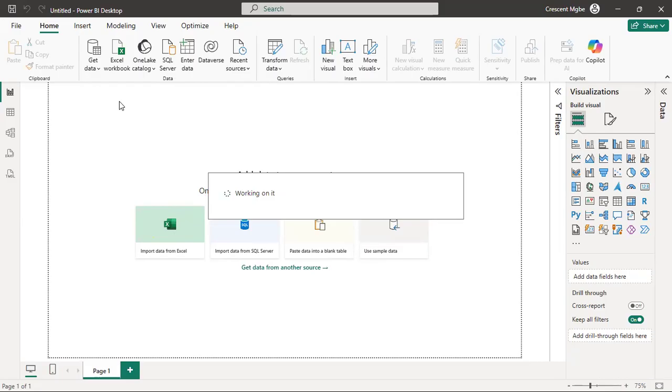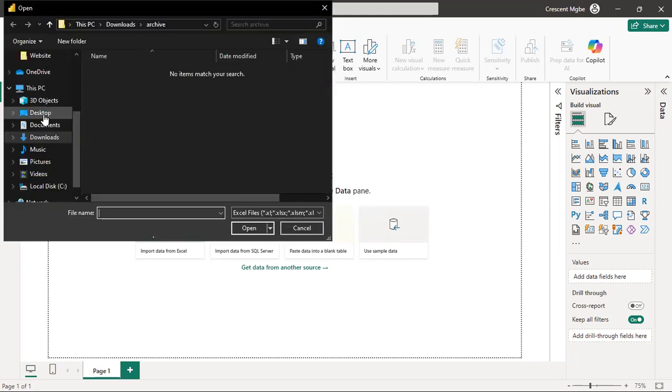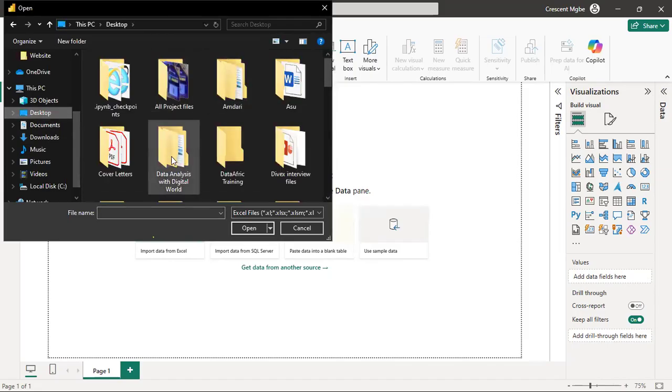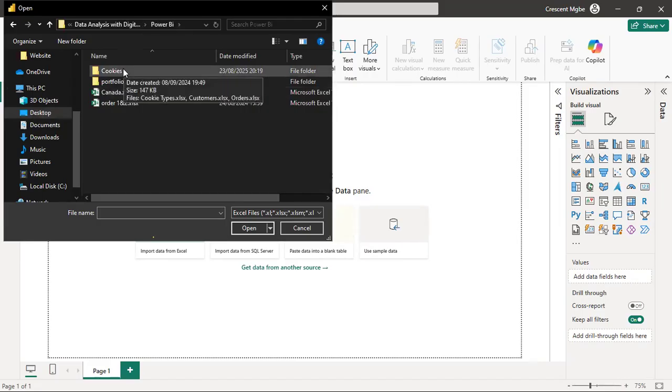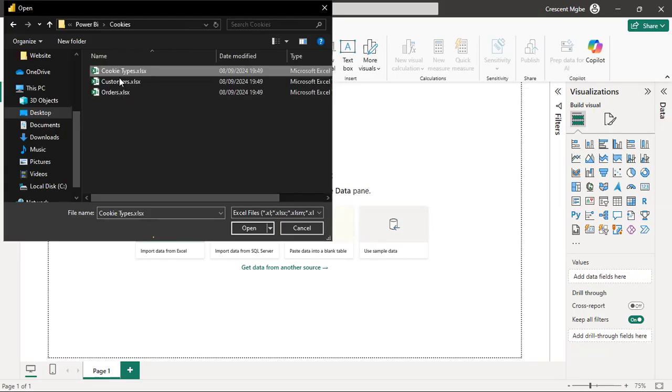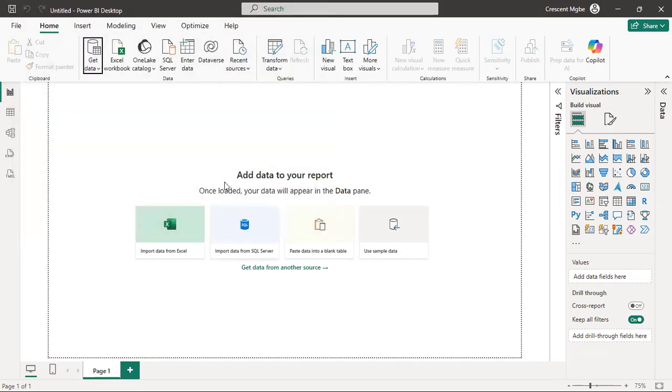So it's working on it. Just give it a little time. All right, so it brings up my system. I'll go to my desktop. I'll go to Power BI. I'll go to cookies. You can see cookies. So you cannot select all at the same time. You must bring them one by one. It is the same thing in SQL. So I'll bring in cookies first. While it is loading, I'll go again.